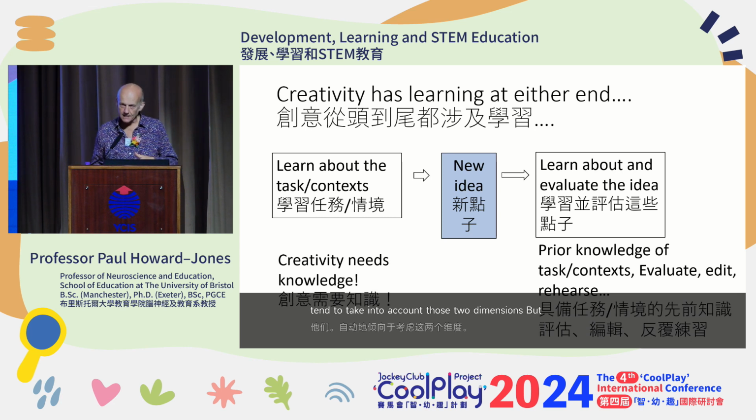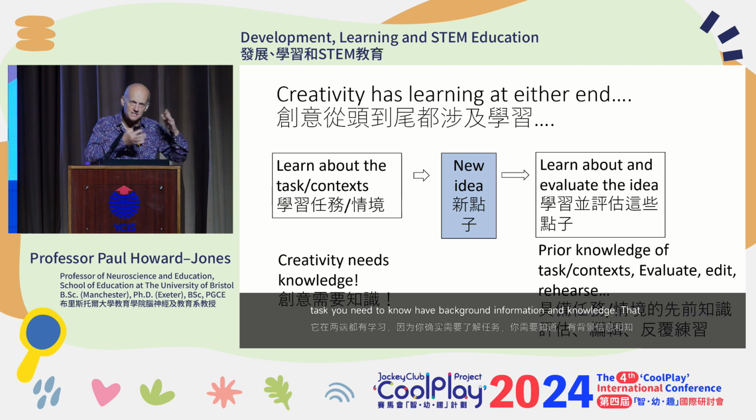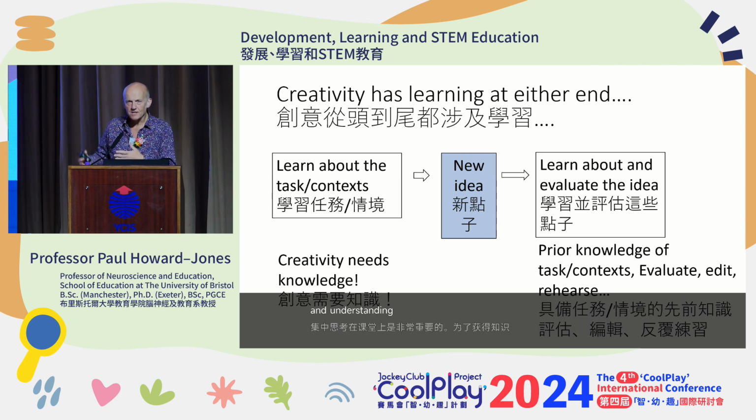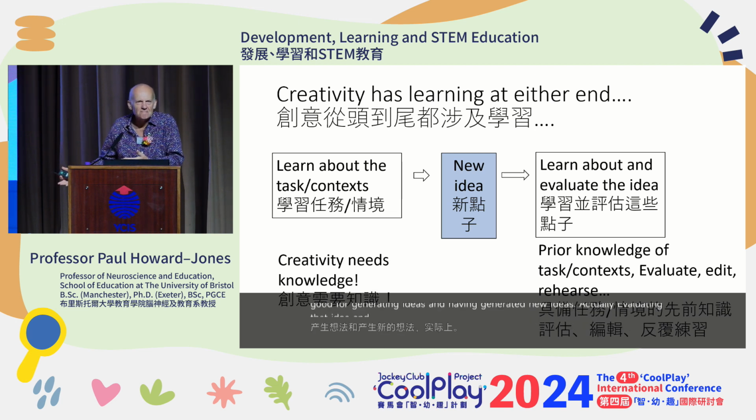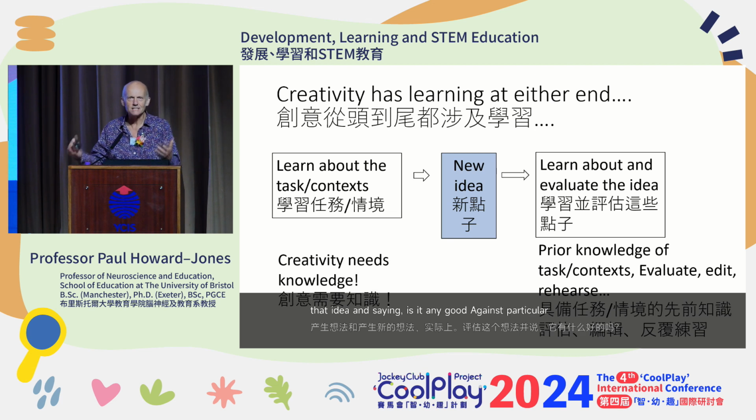But creativity, this generation of new ideas, it has learning at either end because you do need to know about the task, you need to have background information and knowledge. So that focused thinking is really important in the classroom in order to gain knowledge and understanding, even though sometimes the type of environment may not be good for generating ideas. And having generated new ideas, actually evaluating that idea and saying, is it any good? Against particular criteria and being critical about that idea is important as well. It's just that thing in the middle, the generating the new idea, does require a different set of thought processes.